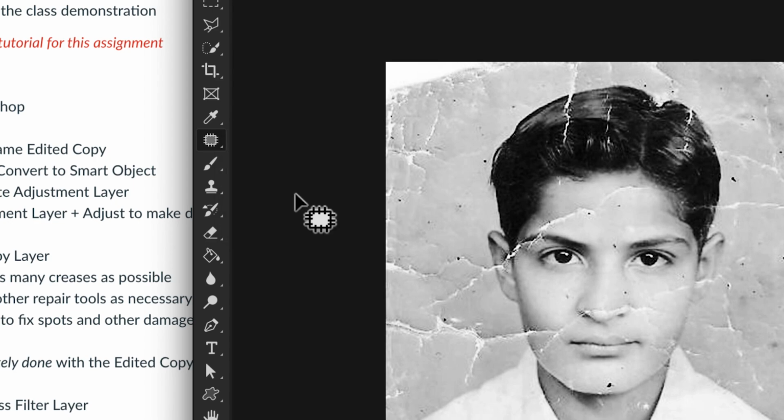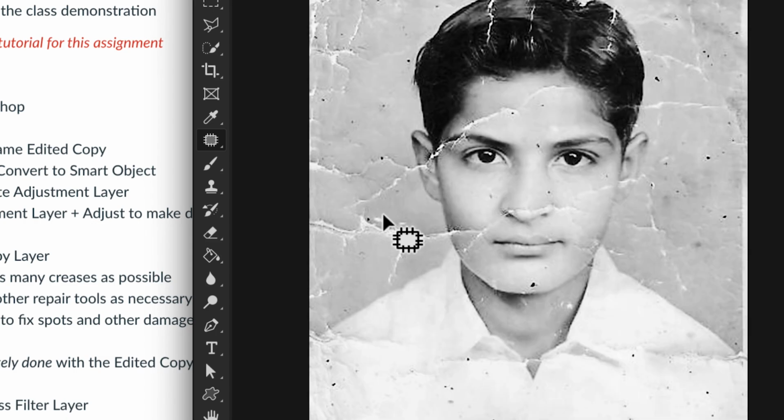So the way the patch tool works is that you draw a selection around what you want to patch, and then you drag it into an area somewhere else in the image where there is no damage, but where the color or value is similar, and it will do its best to replace the pixels in the patched area with the pixels that you dragged it to. So you can kind of think of it like if you had paint on a canvas and you accidentally scratched some of the paint off, you could use some paint that you put somewhere else to try to patch that area.